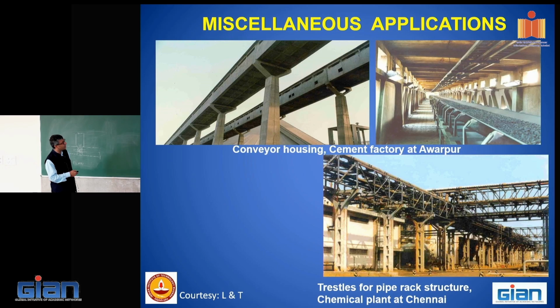Industrial applications: these are conveyor belt housings. You can see from the interior how nicely this precast system looks. These are pipe rack structures which are made of precast.